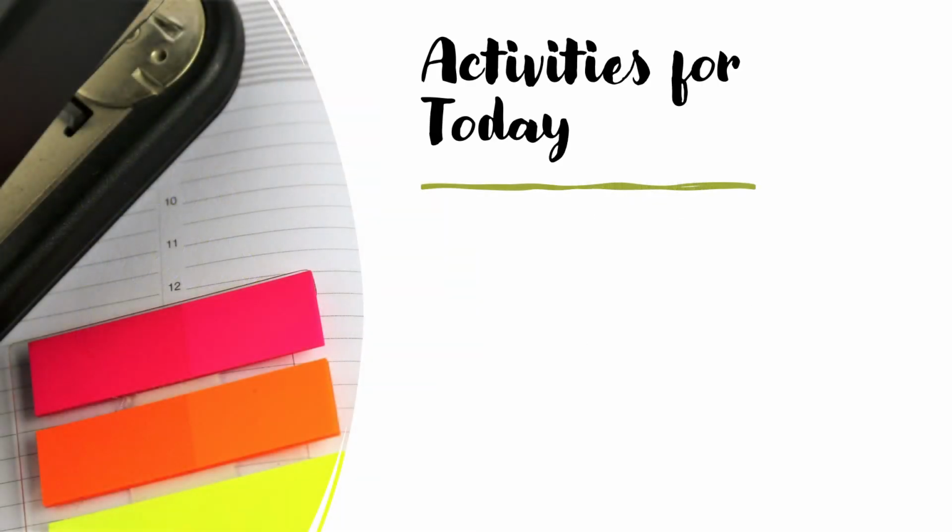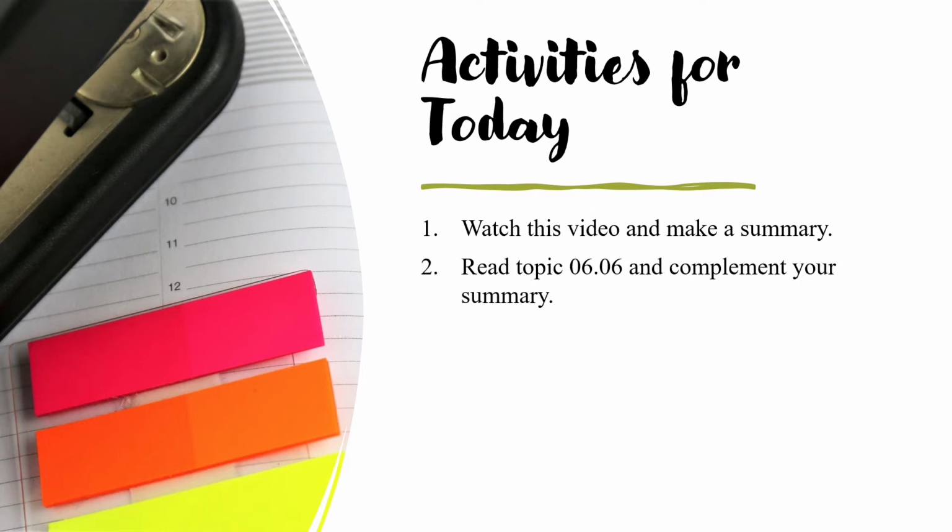Alright, let's move on. I'm going to give you a small summary of the activities that you need to do. So first of all, you need to watch this video and make a summary, which is basically what you're doing right now. Number 2, you need to read topic 6.06 and complement your summary. I already included most of the information from the topic in this video, but it is always necessary to reinforce your reading skills. So make sure to go to topic 6.06, double check the topic, and of course complement what you already have in your notebook.